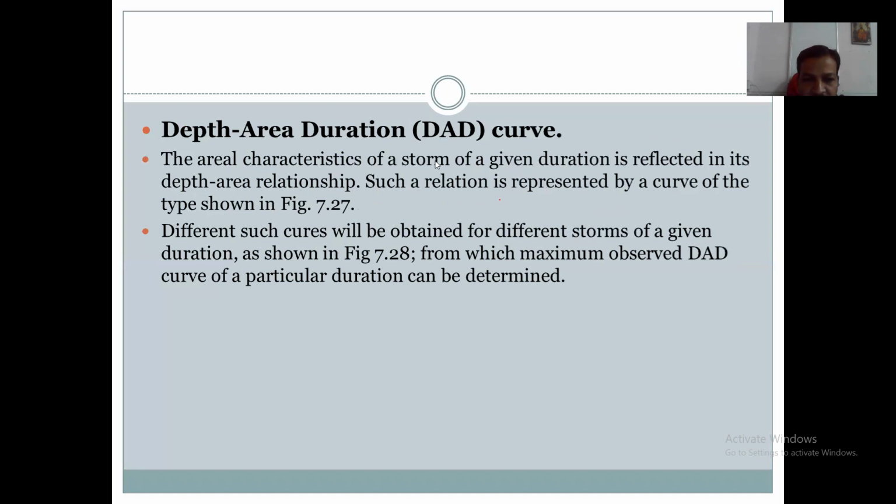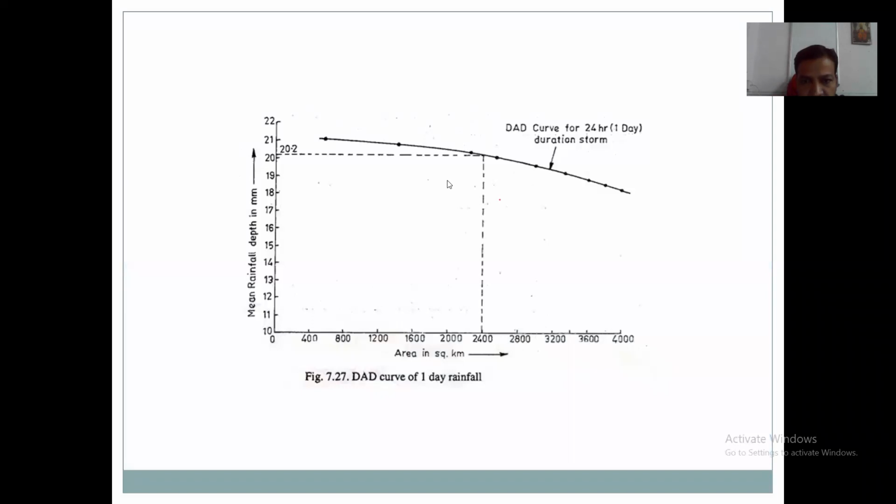What do we call this curve? Depth area duration curve. Here the area is also given on the x-axis, area in square kilometer. OK, the area is shown on the x-axis, and the depth is shown on the y-axis, mean rainfall depth in mm. It is shown that for 2400 square kilometer area, the mean rainfall depth is 20.2. The average rainfall depth is taken, mean rainfall depth in mm.